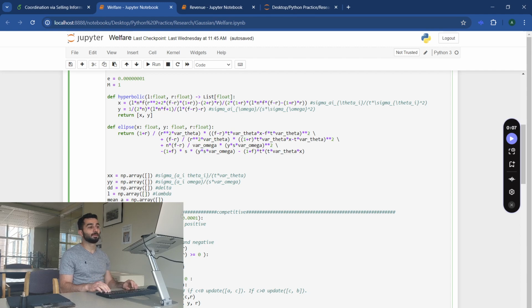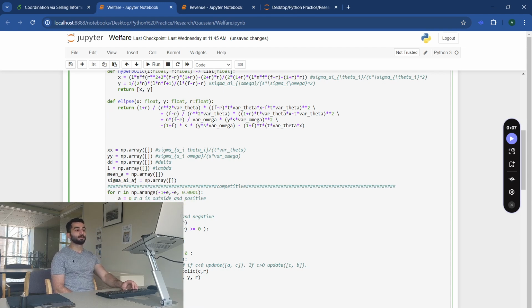Then compute the hyperbolic function for this midpoint. If c falls inside the ellipse, we need to get c and a. If c is outside the ellipse, we need to get c and b. So less than, yes, exactly. Break.